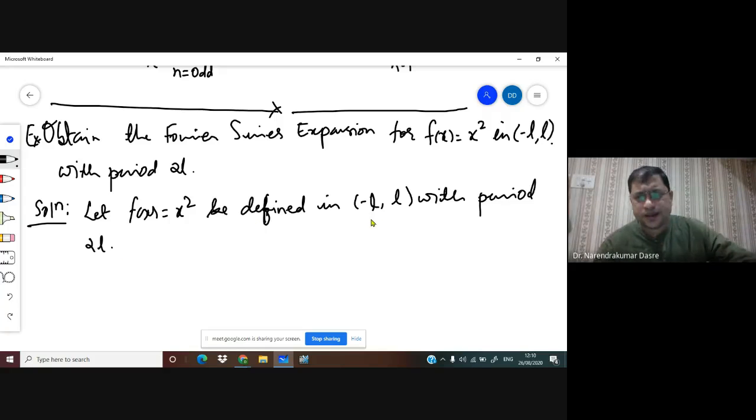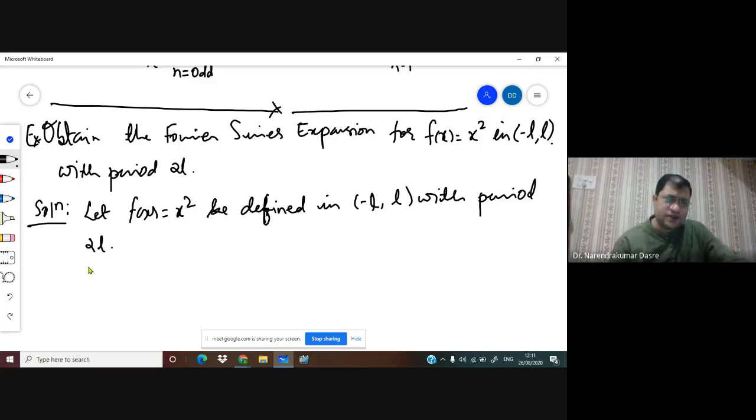Okay, so here clearly the interval is minus L to L. So the value of L we don't have to calculate because L is the same as L here. And we have to check this is minus L to L. So we have to check whether this function is even or odd. So what do you say? Whether this function will be even or odd function?